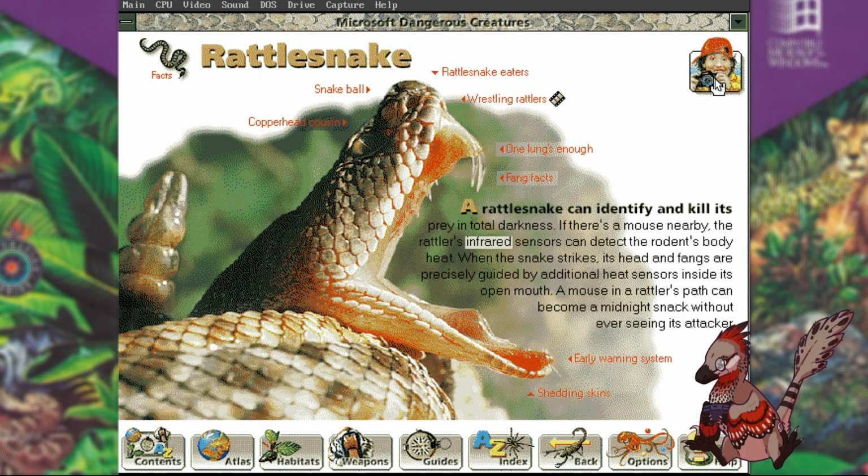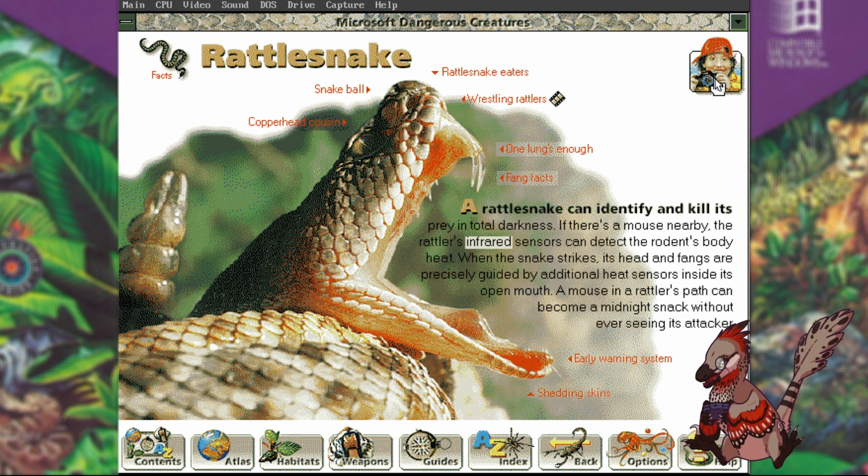I love the rattlesnake. A rattlesnake can identify and kill its prey in total darkness. If there's a mouse nearby, the rattler's infrared sensors can detect the rodent's body heat. When the snake strikes, its head and fangs are precisely guided by additional heat sensors inside its open mouth. A mouse in a rattler's path can become a midnight snack without ever seeing its attacker.